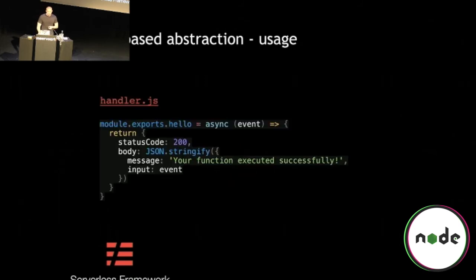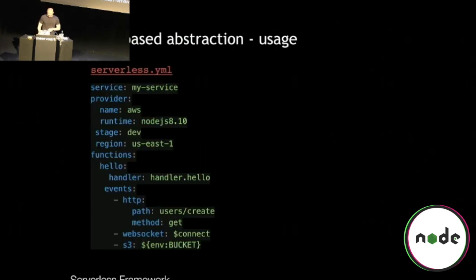The function would typically look something like this. In fact, I think this is exactly what's created. You basically have an async function that's returning an object with a status code and a body. And then you have this configuration that you have to kind of work with.